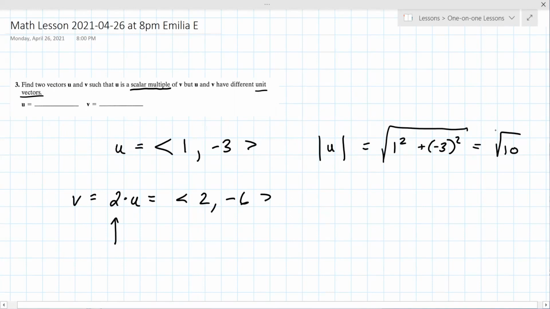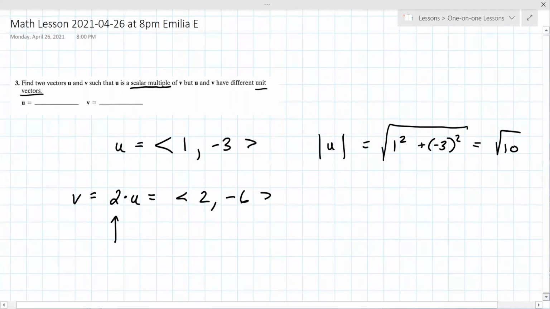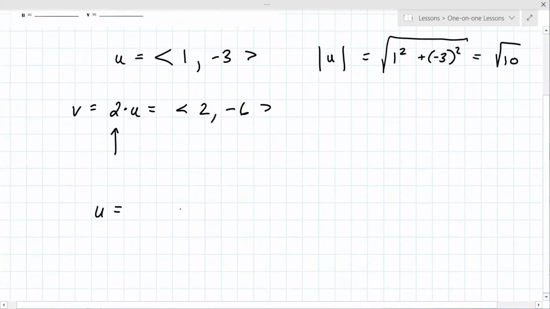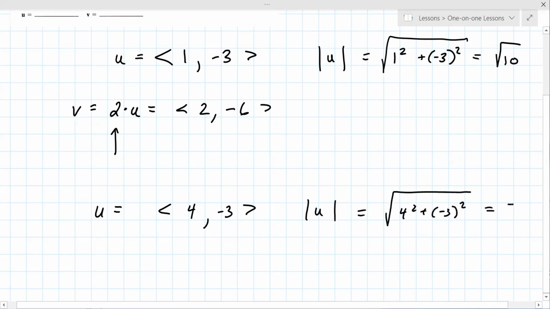Okay. Let me give you a different example, because I didn't think far enough ahead on this. Let's say it's 4 comma minus 3. So the magnitude of u is the square root of 4 squared plus minus 3 squared, which is 5. So the unit vector in the direction of u is the vector 4 comma minus 3, but then you divide it by 5. So that becomes 4 fifths comma minus 3 fifths.